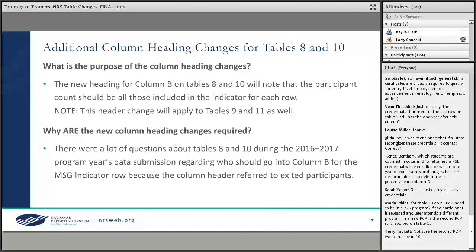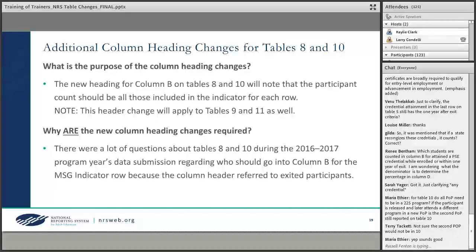So these columns for the second period of participation are really for participants who remain incarcerated. Maybe what happened was they dropped out of the adult education program, they exited, but they remained incarcerated, and then after 90 days they re-enrolled in adult education, but they were still incarcerated. That's where the second period of participation would come into play for a person reported on Table 10. Does that make sense?